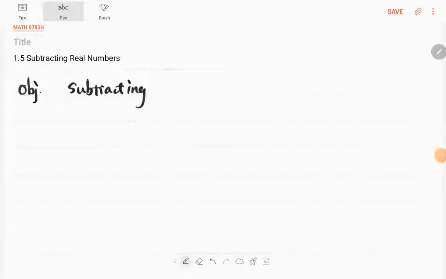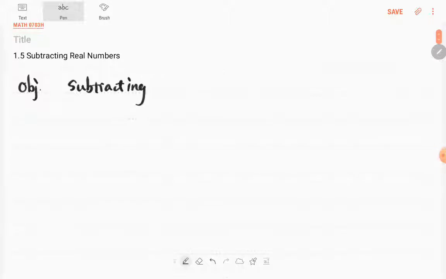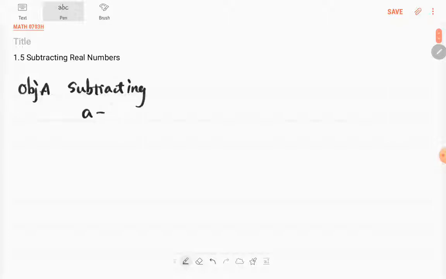First, we're going to talk about how to do the subtraction of real numbers. So the first objective, we talk about how to do the subtraction. Because last class, we already learned how to do the addition with real numbers. So the subtracting is very similar. So for any real number, we can always use this rule.